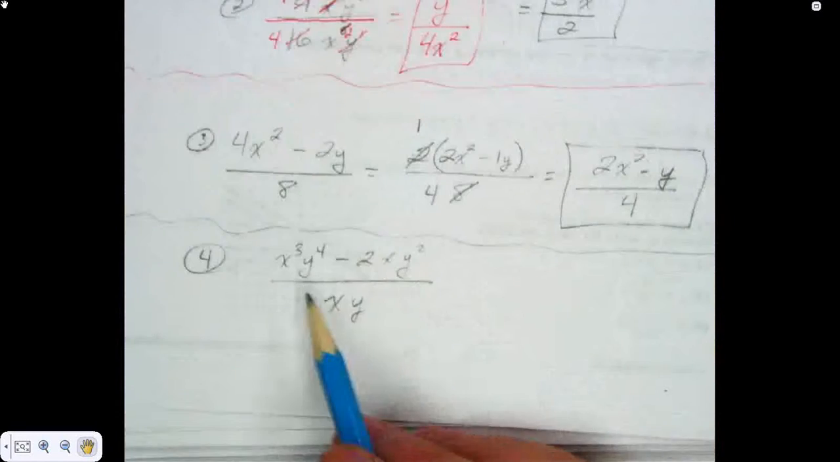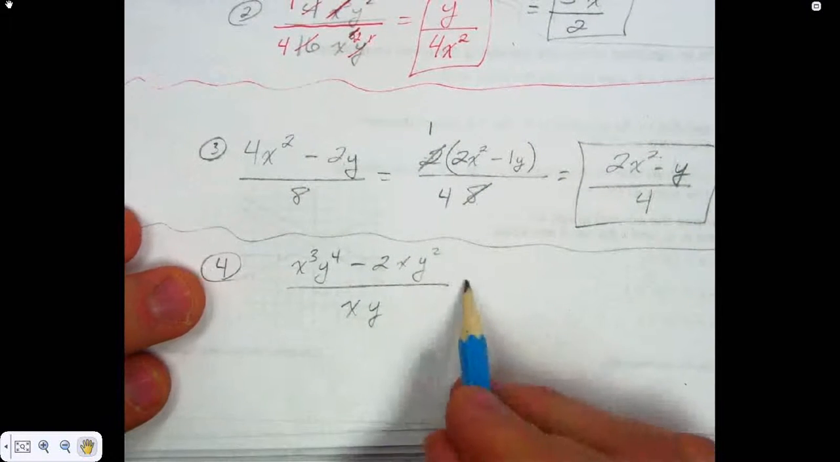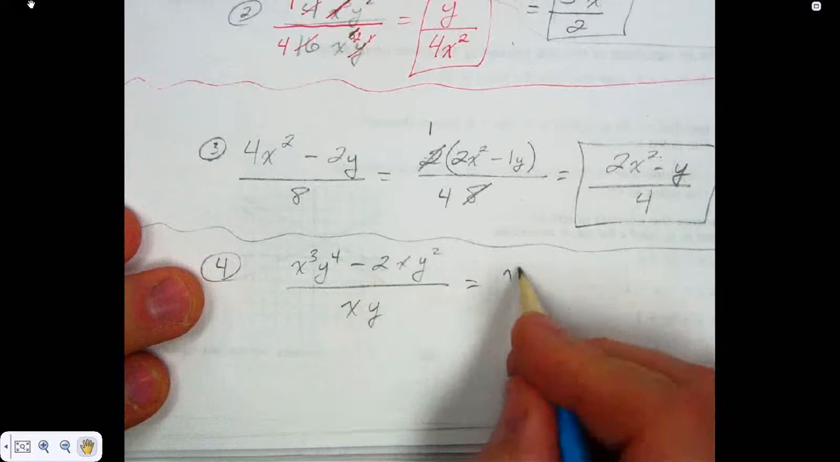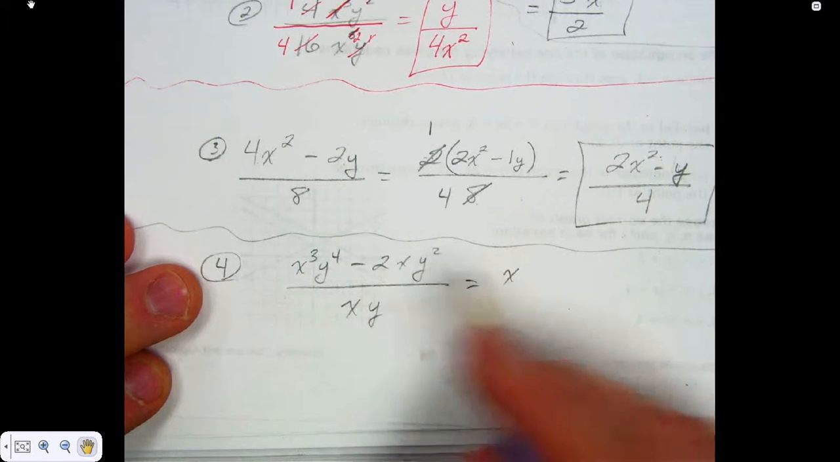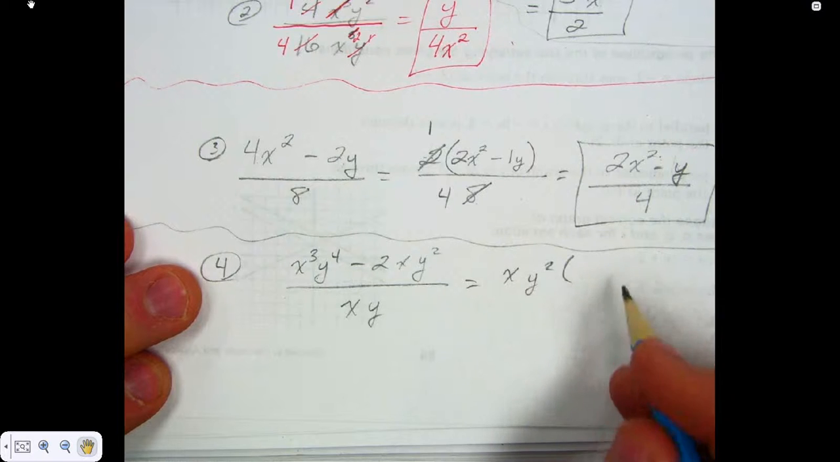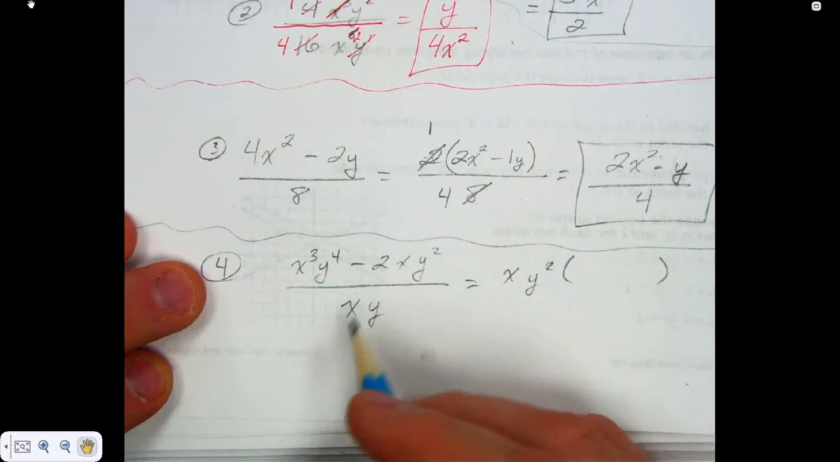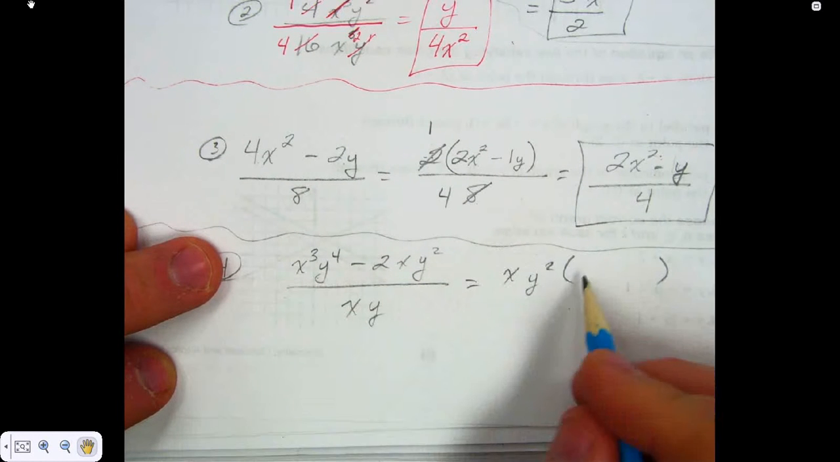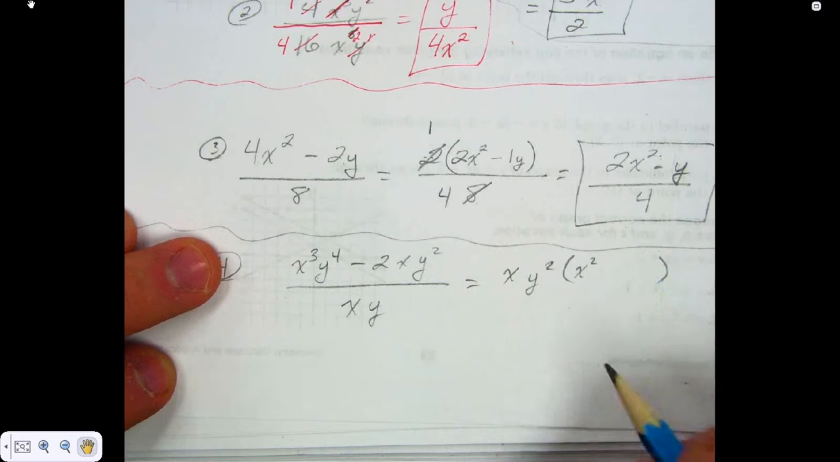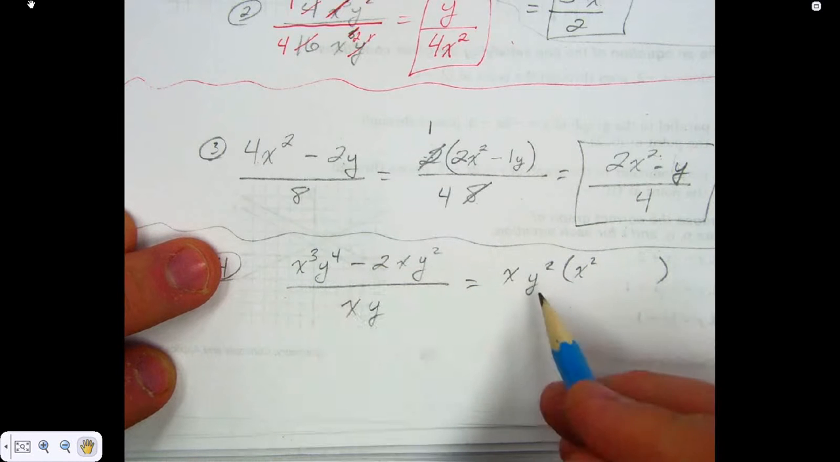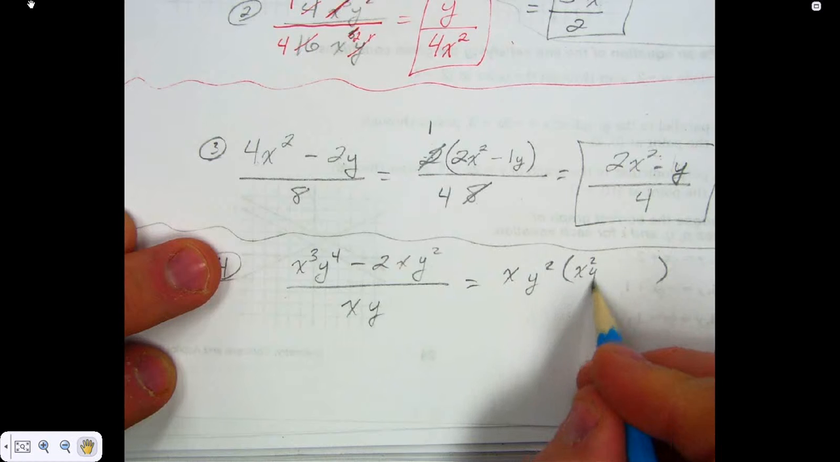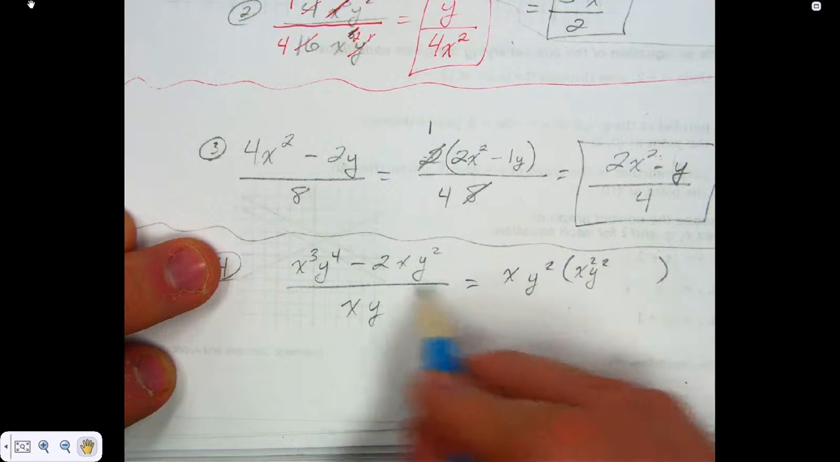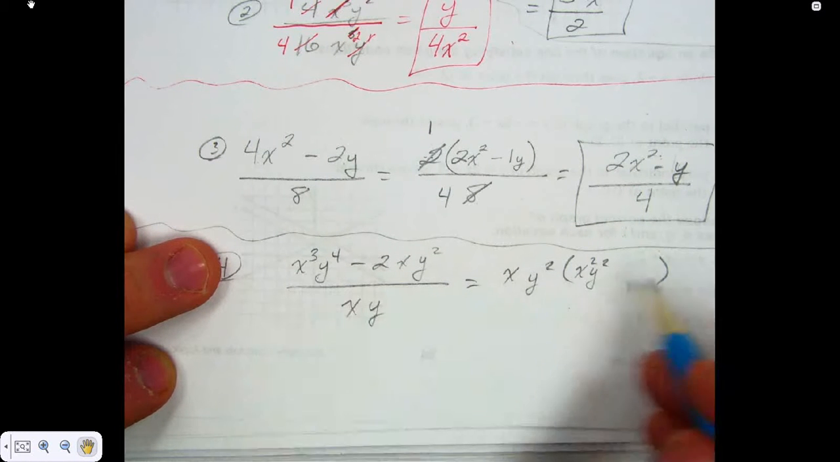What could I factor out? Do they have any x's in common? There's an x in common. What's the most amount of y's in each one? So y squared. So now you just got to say x times what is x to the third? X to the second. Y squared times what is y to the fourth? Y to the second. See how when you multiply back through you get that?